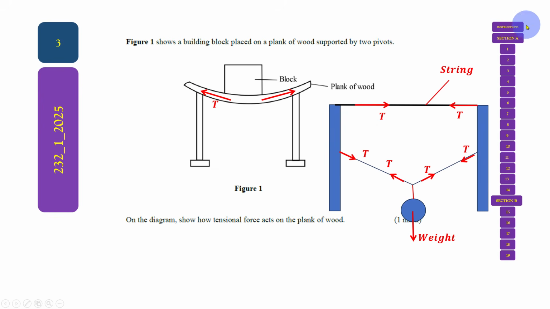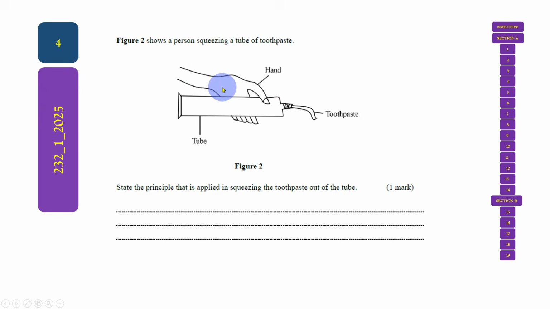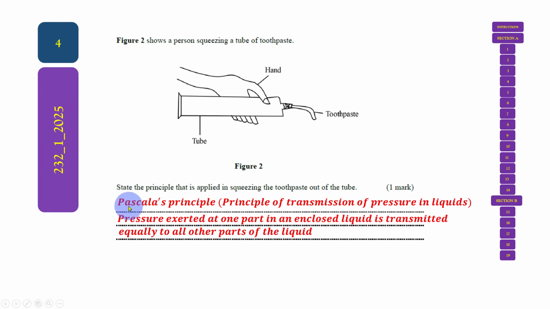Let's navigate to question 4. Now, in question 4, we are told that figure 2 shows a person squeezing a tube of toothpaste. And then we are asked to state the principle that is applied in squeezing the toothpaste out of the tube. Of course, this is Pascal's principle. But we have been asked to state the principle. So, other than knowing that it is Pascal's principle or the principle of transmission of pressure in liquids, it is important to state it.